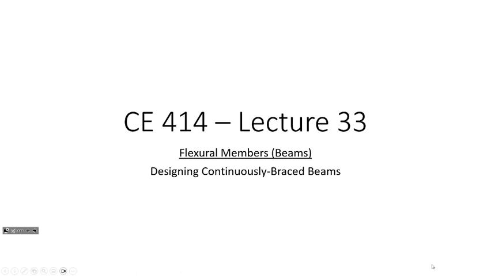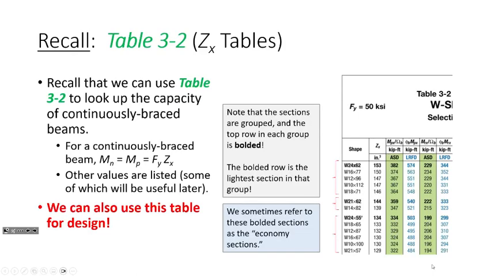Any questions? All right. First off, I want to make sure that everybody is comfortable with navigating Table 3.2. We are going to use this quite a bit. Remember, for a continuously braced beam, the nominal moment capacity is Mp, or Fy Zx. Table 3.2 has a lot of stuff in it. We are going to know what all of it is by the time the semester is over, but for now, we're only looking at a small portion of it.